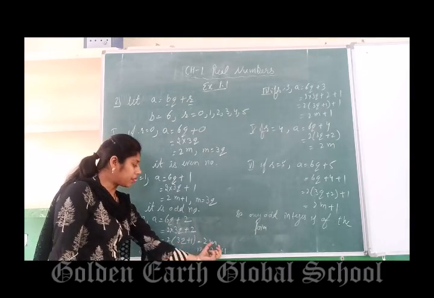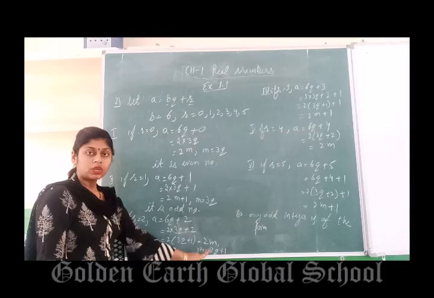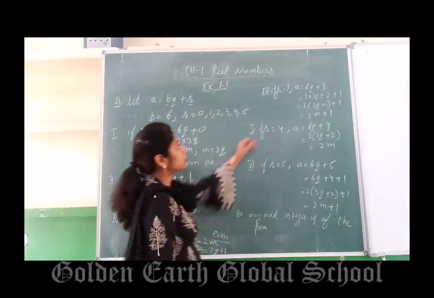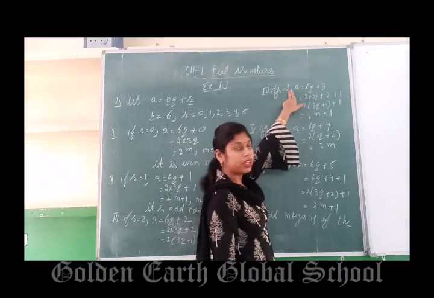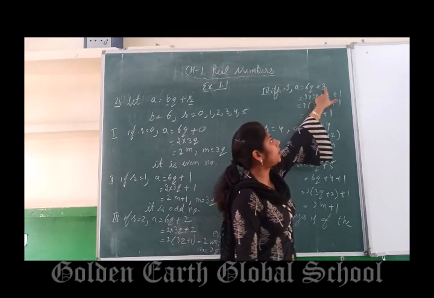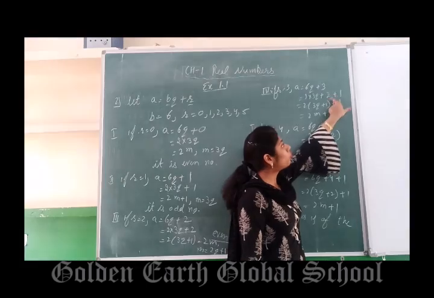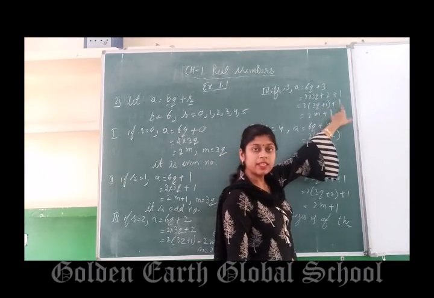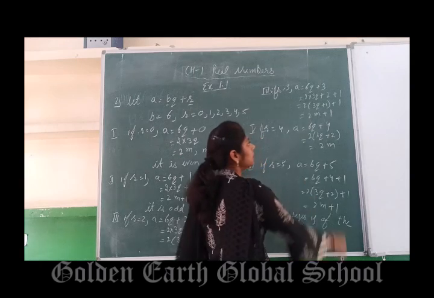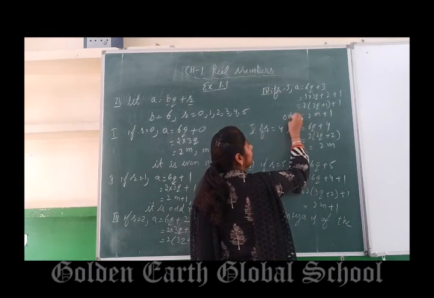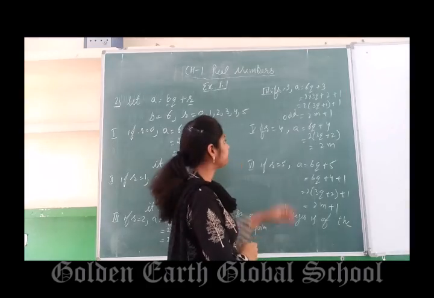So let it be m. Now this is 2m, again this is an even number. Fourth case, r is equal to 3, 6q plus 3. Split 6, 2 into 3 and break 3 into 2 plus 1. Take 2 common from the first two terms, 1 as your remainder as it is. So it will become 2m plus 1. 2m plus 1 is of the odd form.